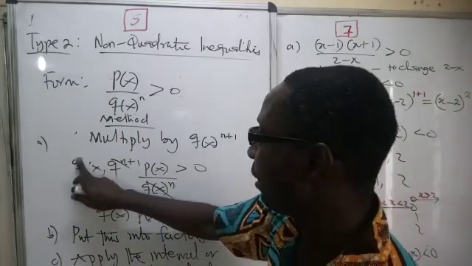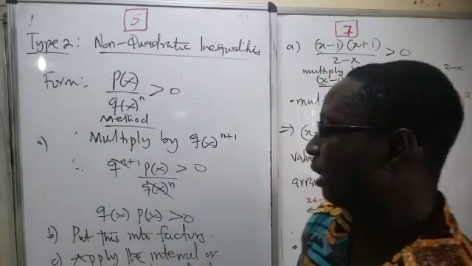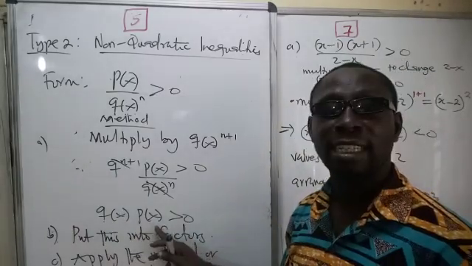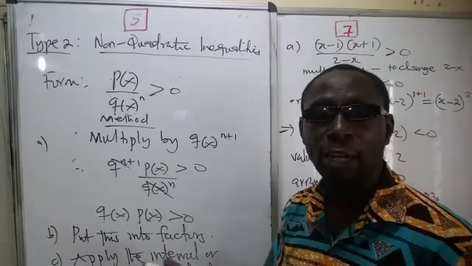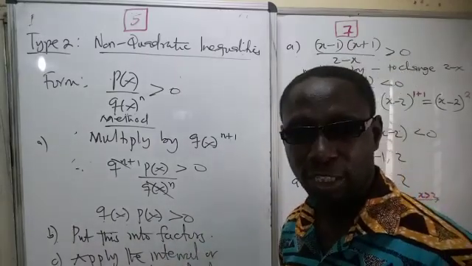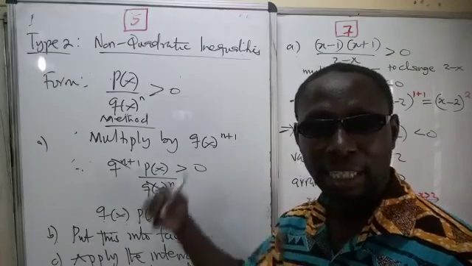you should be left with this. It's greater or equal to 0. So notice it carefully. After getting this greater or equal to 0, then you treat it like all the other methods that we have learned. That is, you put it in the form of factors, then you follow through.